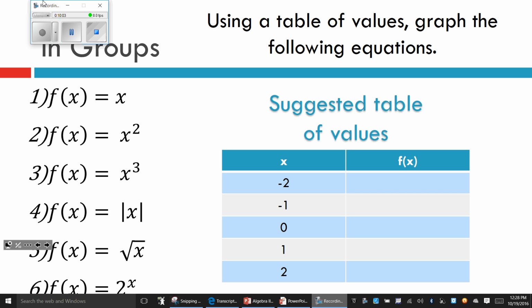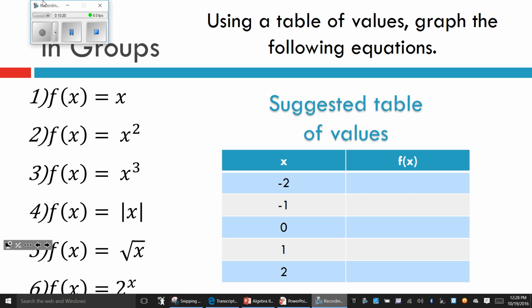Why would I want some negatives and some positives? If I'm going to take a picture, would I want to only see half of the graph, or would I want to see the whole graph? It's like some on both sides of the axis. Does that make sense? So I want to see the whole picture.